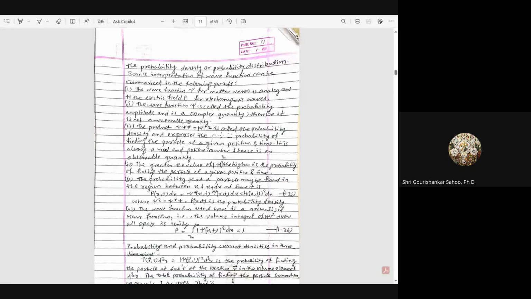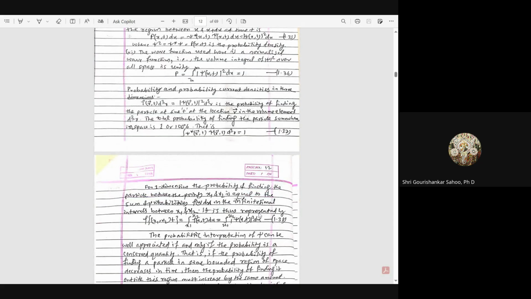The wave function used here is a normalized wave function. For a normalized wave function, the volume integral of modulus psi square over all space is unity. So you can write the integral from minus infinity to infinity of modulus psi square dx is equal to 1. When it is normalized, the probability is 1. When it is not normalized, the probability is not 1. When it is normalized, the probability of finding the particle in that region is 100%. If it is not 1, or it is not normalized, then there is only a limited probability of finding that particle in that region.